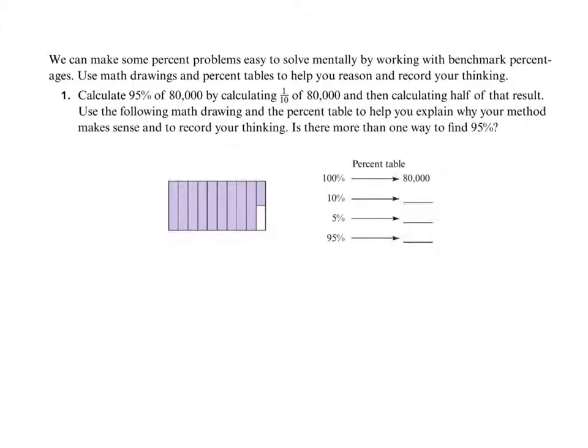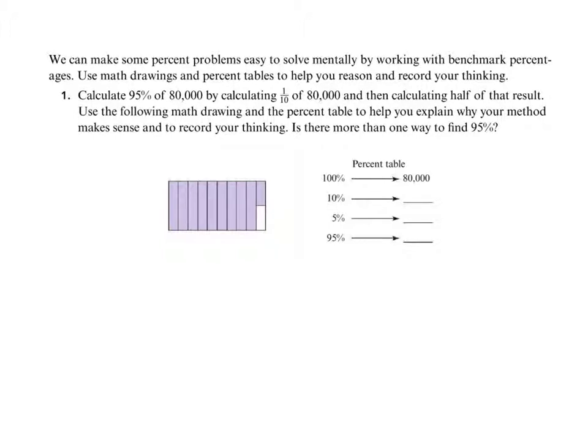We can make some percent problems easy to solve mentally by working with benchmark percentages, using math drawings and percent tables to help us reason and record our thinking. To calculate 95% of 80,000, we calculate what 1/10 of 80,000 is, and then calculate half of that result to find 5%. We use the following math drawing and percent table to help us explain why our method makes sense and record our thinking. Is there more than one way to find 95%?